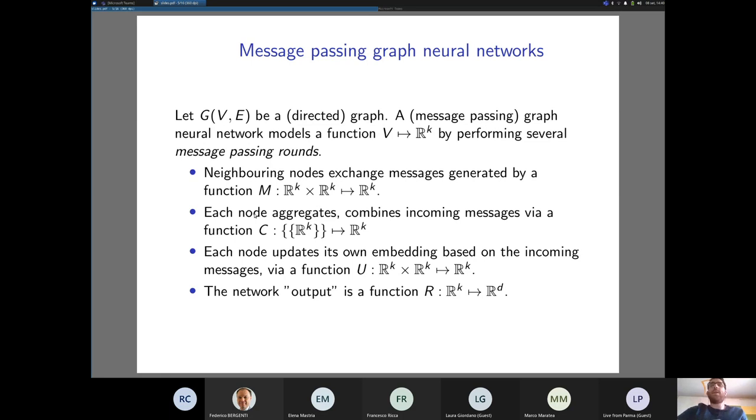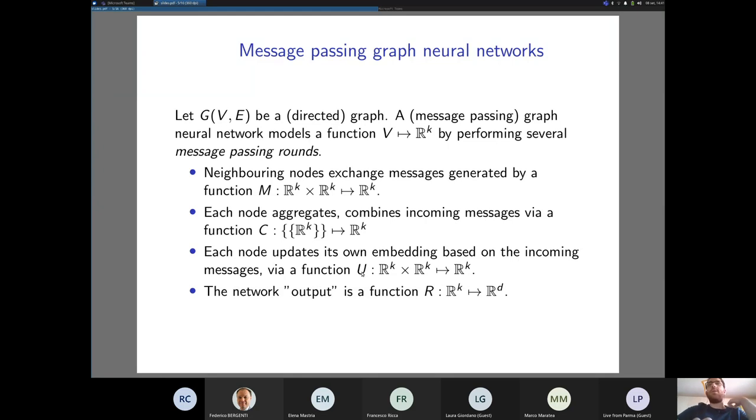After this message exchange phase, each node aggregates the incoming messages by a function C that maps a multiset of real-valued vectors into a real-valued vector. And finally, it updates its own embedding with another function U. Here, the domain of U is basically its own embedding before the message passing round begins. And the other argument will be the aggregation of the incoming messages.